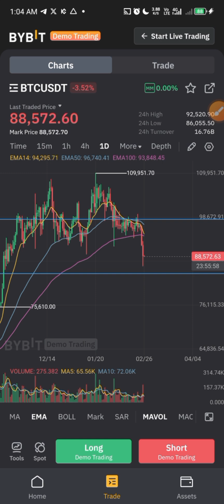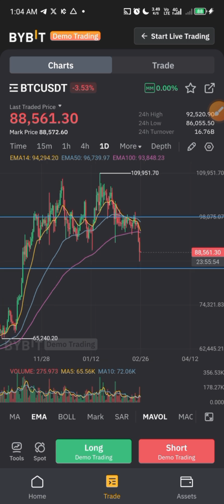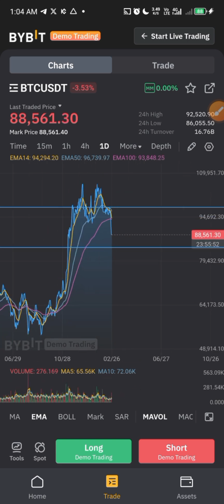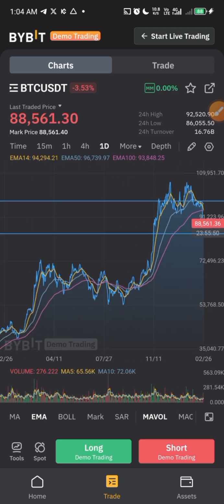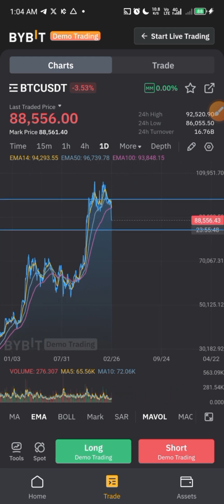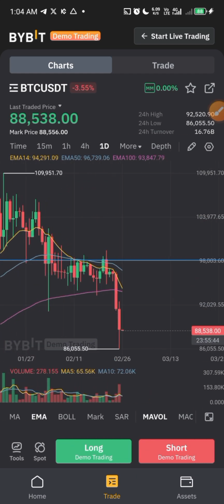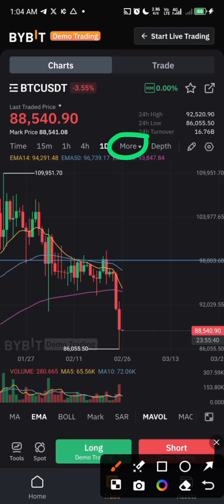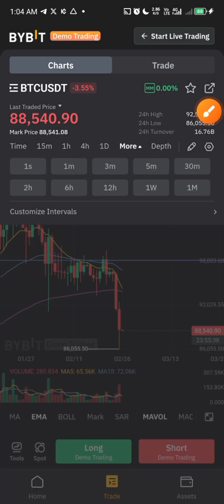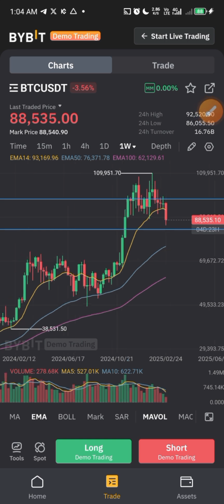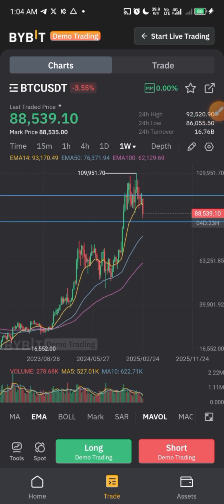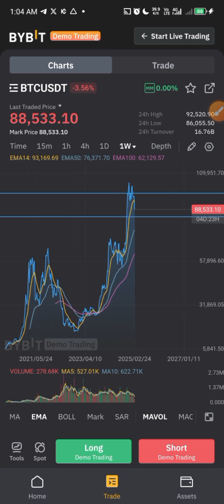But to make it quicker, you can actually use the Bybit interface to do your analysis. So you can shrink the chart. You can see I'm shrinking the chart. You can also make it bigger. Then you can choose the time frame. If I come to more here, you can see that I can change the time frame to, let's say, 1 week. You can see this is the 1 week, right? So now you can see the time frame on this 1 week.